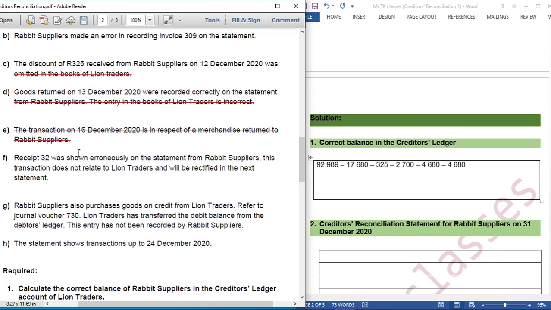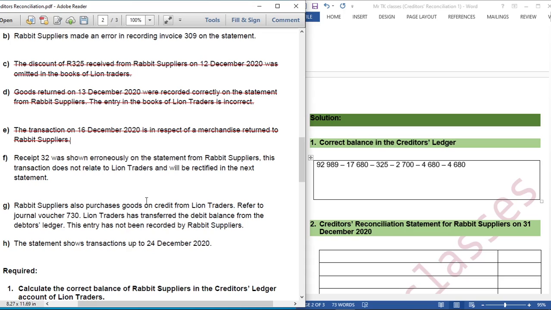Receipt 32 was shown erroneously on the statement from Rabbit Suppliers. This transaction does not relate to Lion Traders and will be rectified in the next statement. Okay, it was shown erroneously on the statement, which means we are going to address it under reconciliation. Okay, let us move on.